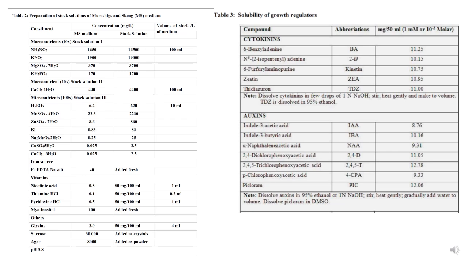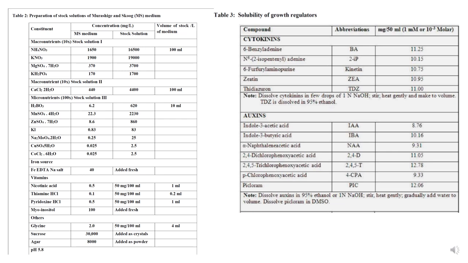Similarly, the macronutrient stock solution 2, we will take 100 ml. Suppose we have made a stock solution of 10x, so we will take 100 ml from this, and that will fulfill our requirement of 450 grams of macronutrient stock solution in the tissue culture media.